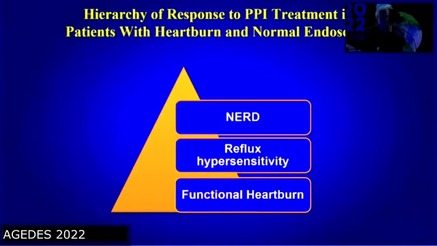However, there is a hierarchy in response to PPI when it comes to these three different patient populations, where the patients with non-erosive reflux disease appear to have the best response to anti-reflux treatment, followed by reflux hypersensitivity patients, and patients with functional heartburn at the bottom have no response, none whatsoever, to anti-reflux treatment.